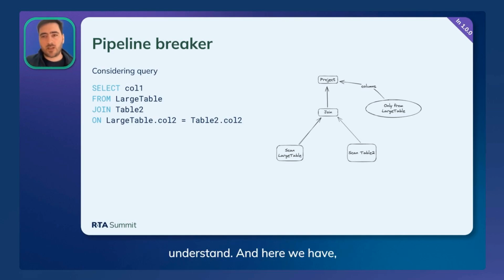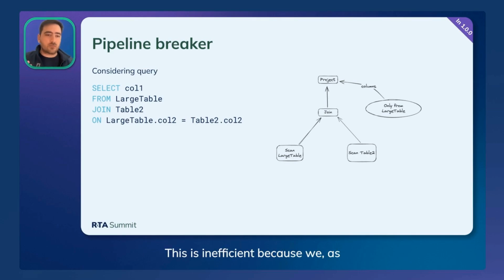I think it's gonna be easier to understand. And here we are scanning a large table and another table that may be smaller, joining them and then projecting some results. Okay? With the particularity that the only columns that we are projecting come from the large table. In this case, the thing we have to do is to actually read the whole table, both of them, in fact, then join them just to find out that we don't need all the rows in the large table, only the ones that match the join condition, right?